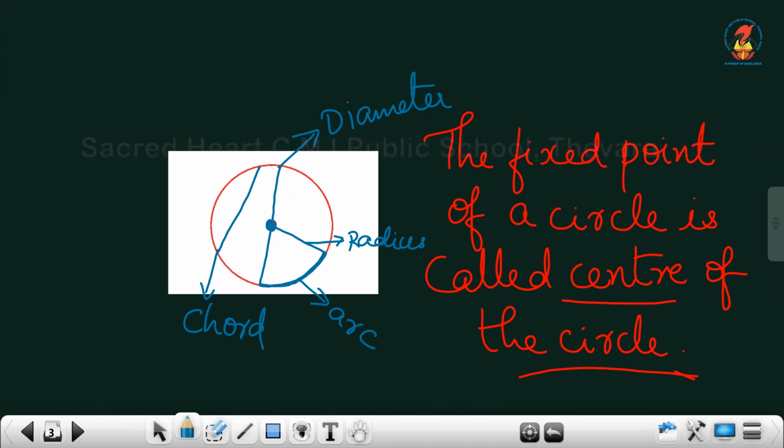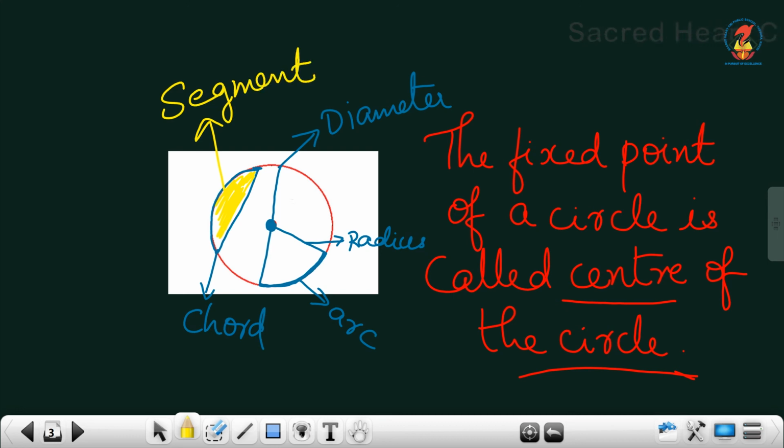And what is the next thing we studied? Segment. Segment means what? One side chord and one side arc. This inside shaded portion is known as segment. And what about sector? Two side radius and one side arc. This shaded portion, this inside portion is known as sector.